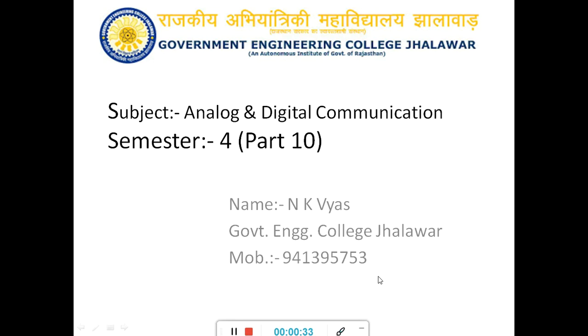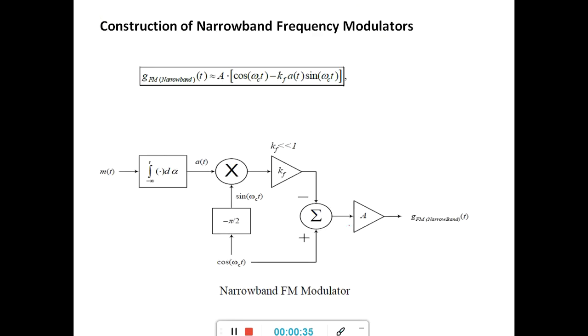So first we will discuss the construction of the narrowband FM signal. Here we can see the equation for the narrowband FM. Here amplitude A, carrier signal cos of omega ct, K of F is the constant of frequency modulation, alpha, A of t and sine of omega ct.